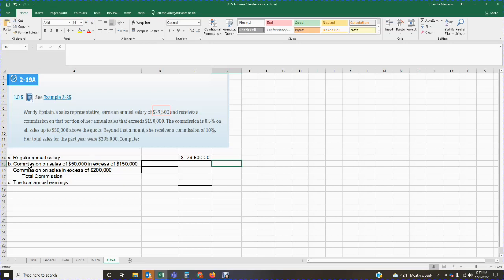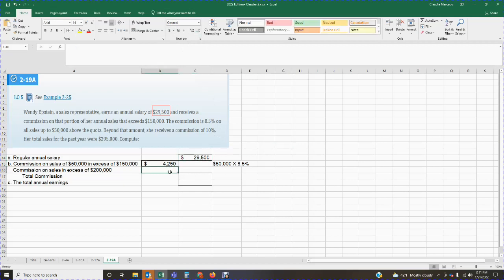So the commission on sales of the $50,000 in excess of the $150,000. So then that means that she had commissions on $50,000, and she's getting paid at the rate of 8.5%. Okay, so then that would be 50,000 times 8.5%. That would be $4,250 of commission for that bracket right there. Okay.